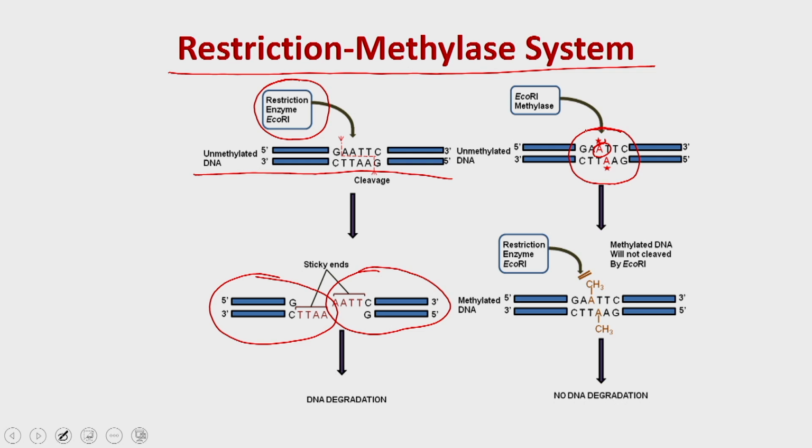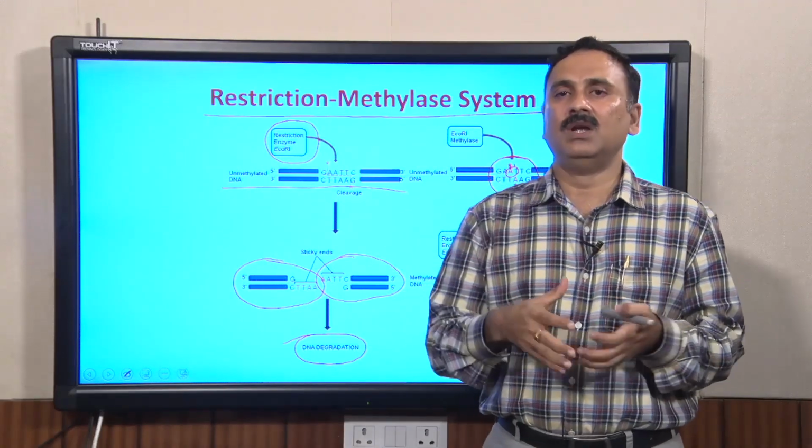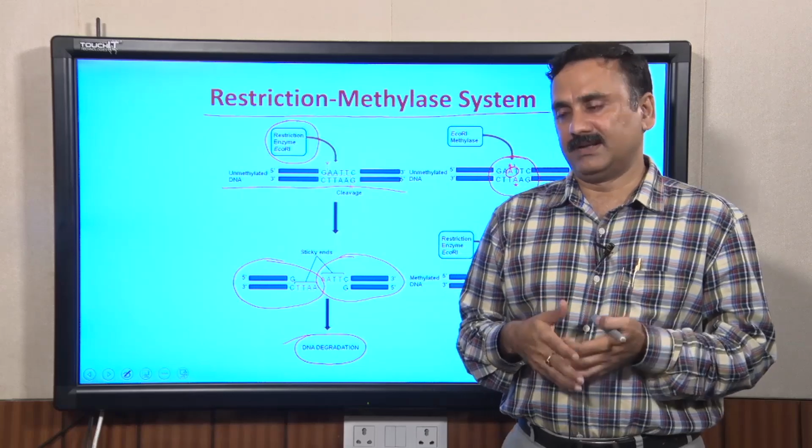make the closed complex, because the methylation is present on the adenine group, and because of that the methylated DNA will not be cleaved by EcoR1, and that is how there will be no DNA degradation, and there will be DNA degradation if there is no methylation. So, it is a kind of protection mechanism that exists within prokaryotic cells.